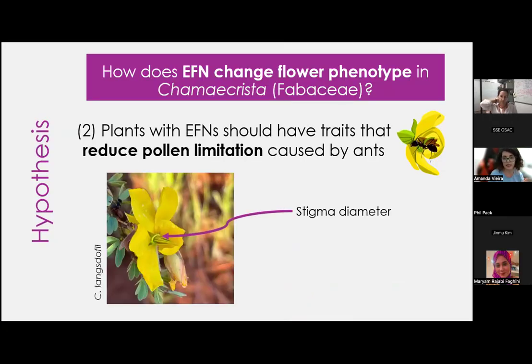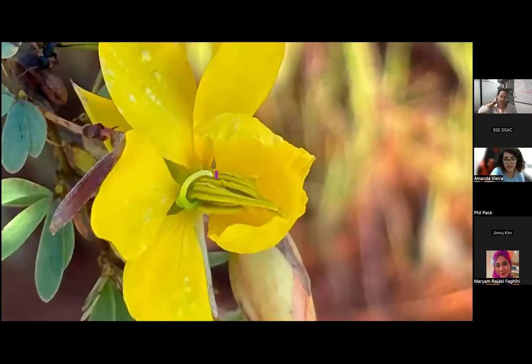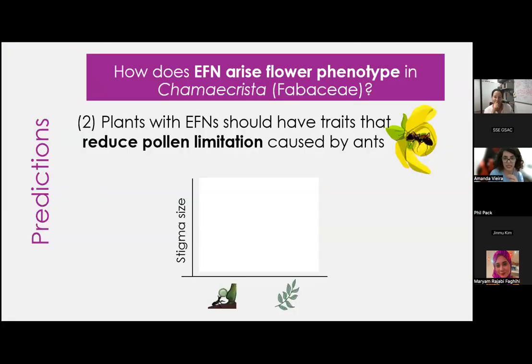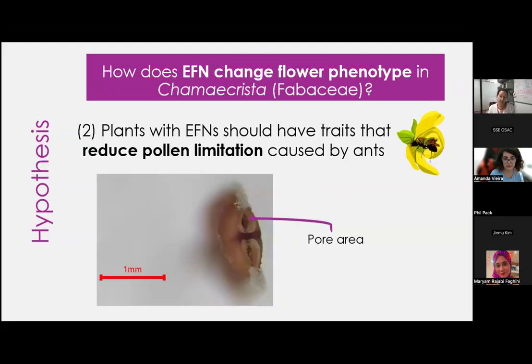The second prediction is related to the stigma diameter, because plants with a larger stigma diameter can receive more pollen than plants with a smaller stigma diameter. I didn't measure this in field work. I measured using herbarium data, but I didn't take any pictures of this measurement. But basically, based on larger stigmas receiving more pollen grains, we think that plants with extrafloral nectaries might have a larger stigma size when compared to plants without extrafloral nectaries.